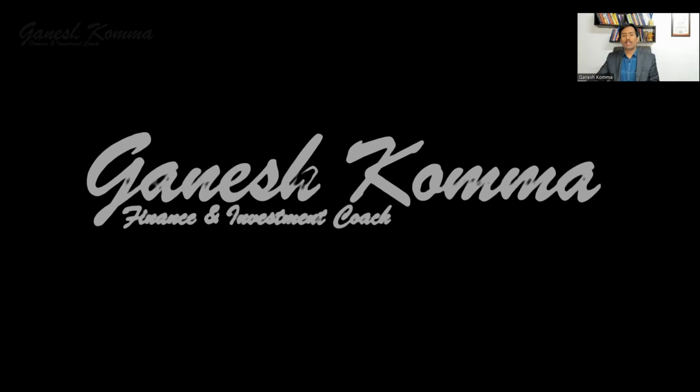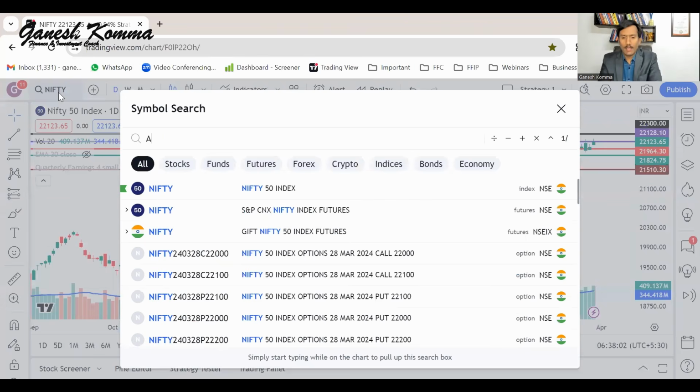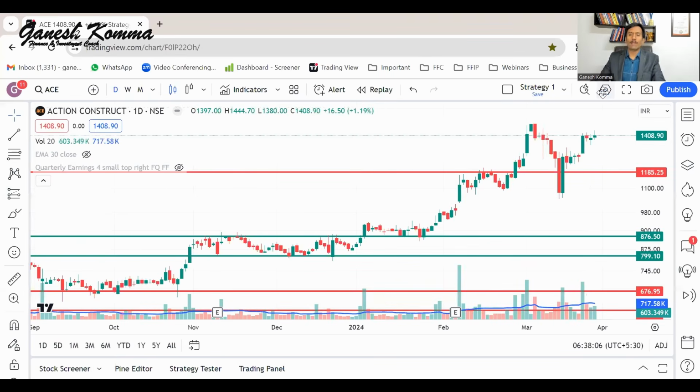So we will discuss how to use this indicator for short term and long term. Let's go to TradingView, and we will be loading the exponential moving average indicator, and we will see how we can take more reference out of it, right? So let us load a stock like ACE, Action Construction Equipment. So I've loaded Action Construction Equipment stock, and on this company, let us load the indicator.